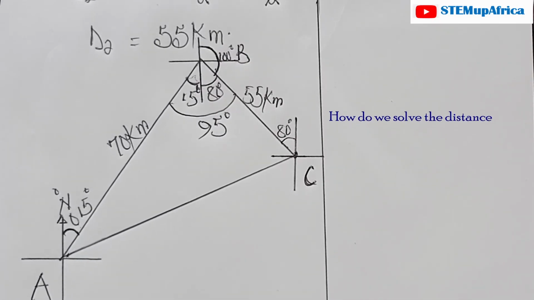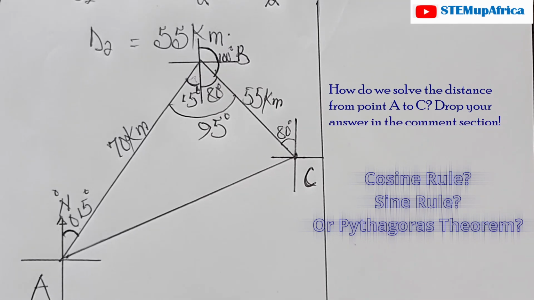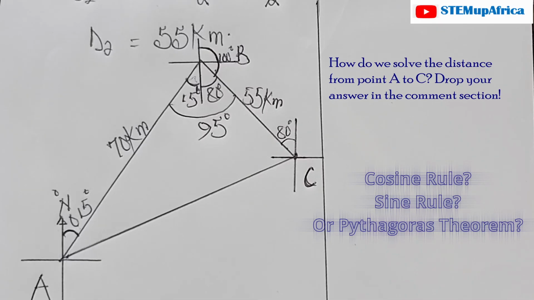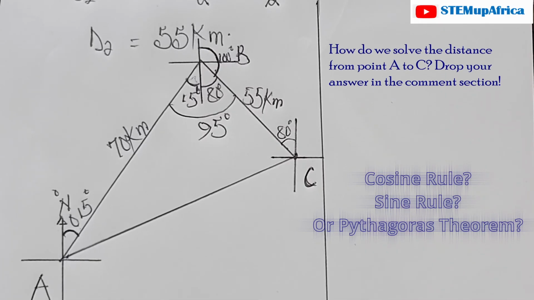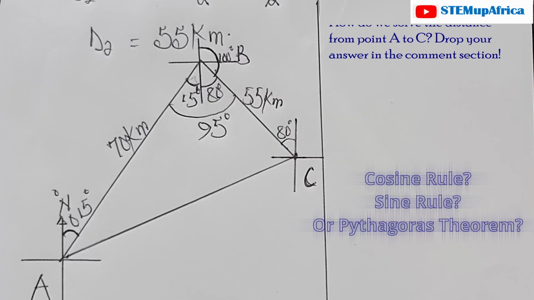Please, you can also put that in the comment section. There are two ways of doing so. Option A, cosine rule. Option B, sine rule. Or option C, Pythagoras theorem. Which of them can we use to solve the distance between A and C? Pause and put the answer in the comment section.